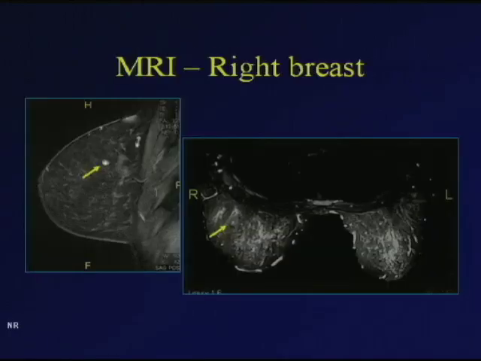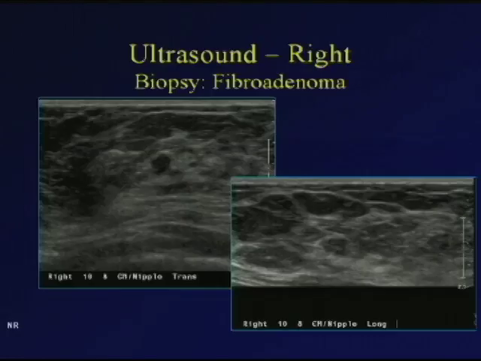This is the right breast, and we're seeing a mass in the superior aspect of the breast, and it's in the outer breast on the axial image. And we go to the ultrasound, and we see at 10 o'clock, 8 centimeters from the nipple, a hypoechoic mass, which we biopsied, and it was a fibroadenoma.